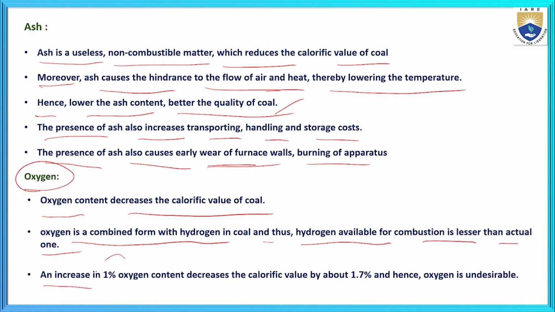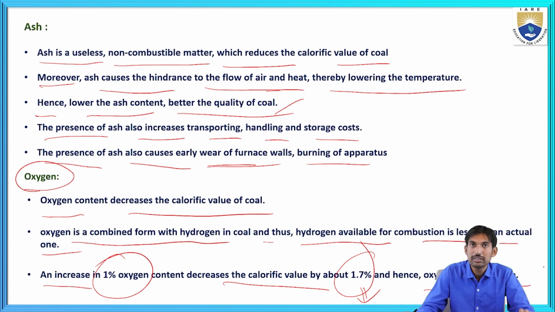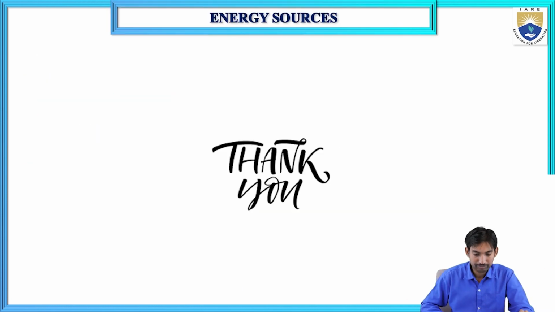An increase of 1% of oxygen decreases the calorific value by 1.7%. So, oxygen is undesirable in the coal sample.